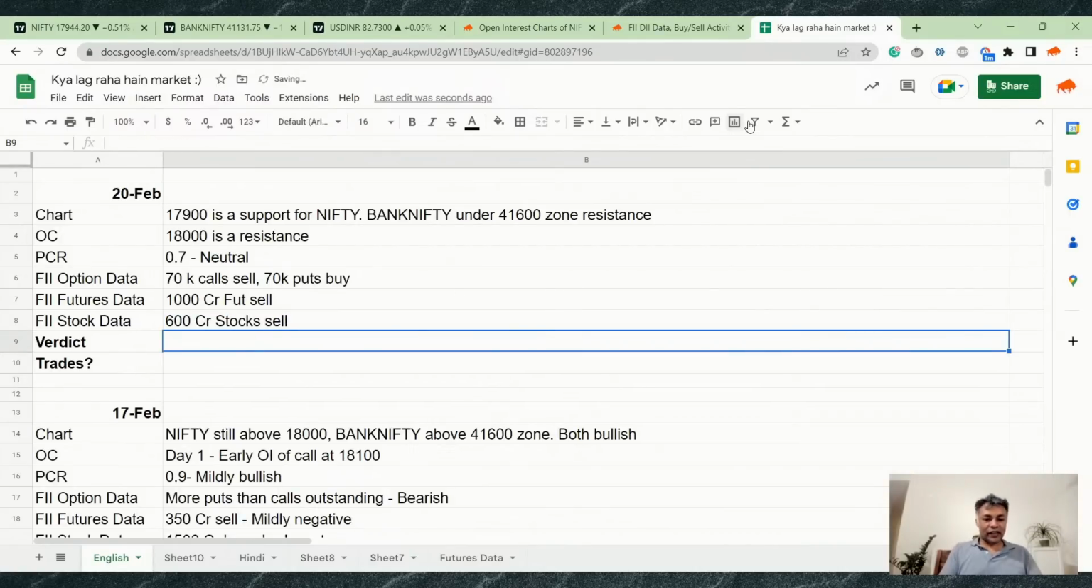Verdict. Now this is tricky, right? Option chain indicates a neck resistance at 18,000. FII data is indicating negativity.